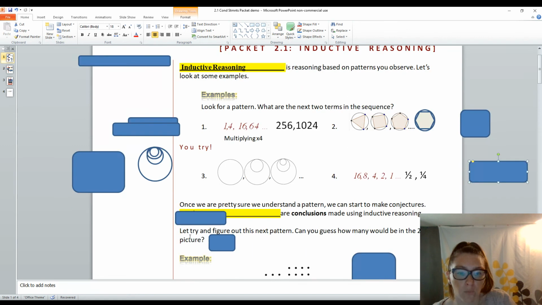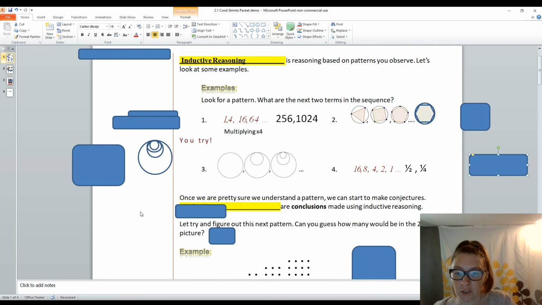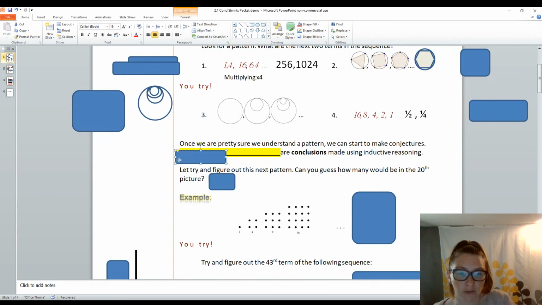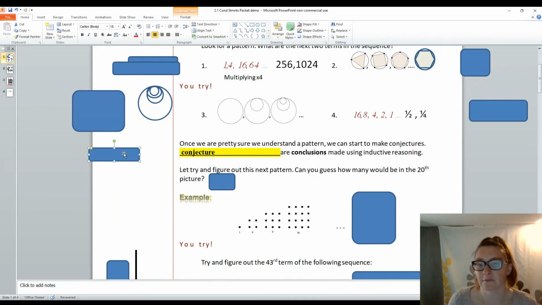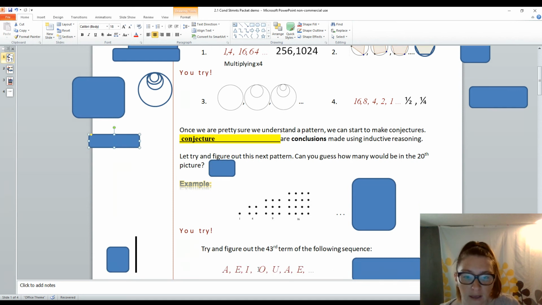All right. Once we're pretty sure we understand a pattern, we can start making conjectures. Conjectures are conclusions made by using our inductive reasoning. So we're going to continue using that to help us with our next pattern. So here we have a pattern. There's 4 items in it, and there are dots. So in the first one, we have 1 dot, then we have 4 dots, then 9 dots, and then 16 dots. They want us to figure out what would be in the 20th picture.